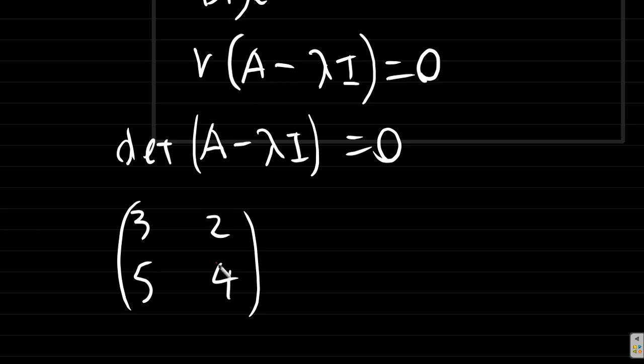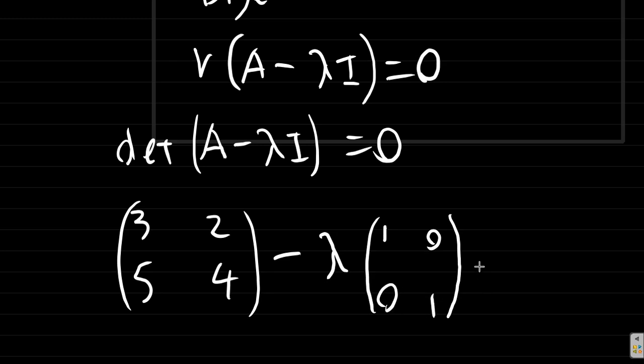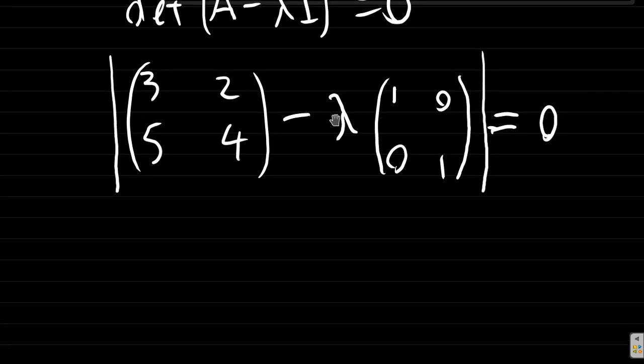The matrix A minus lambda times the identity matrix, 1, 0, 0, 1. The determinant of that, with the two vertical lines to show that it's the determinant. That's another way you can write the determinant instead of det. It's equal to 0.